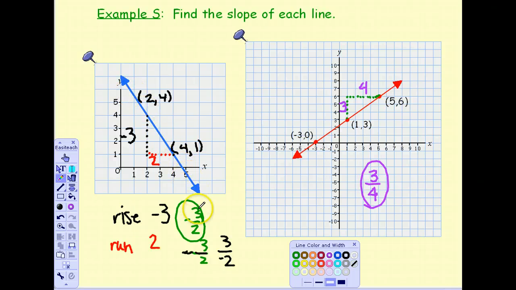Notice on the first example, that blue line was going down to the right. That gives us a negative slope. This second one, this red line was going up to the right. Just like we read a book left to right, we read graphs left to right as well. So in this one, the graph is going up to the right, so that's a positive slope.